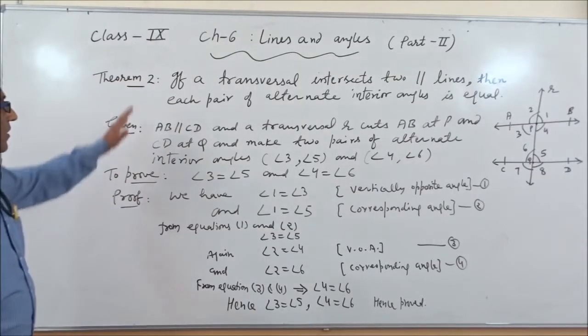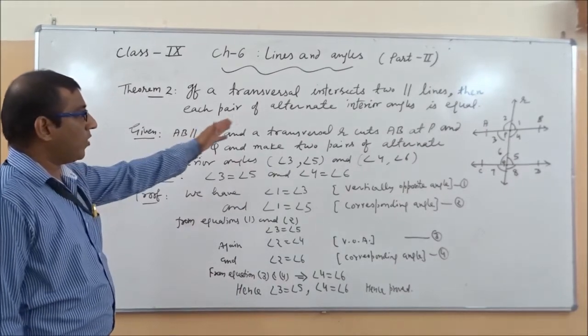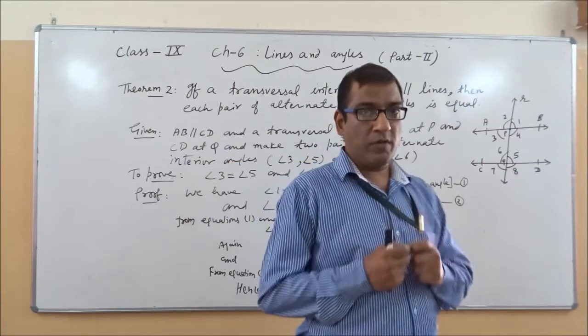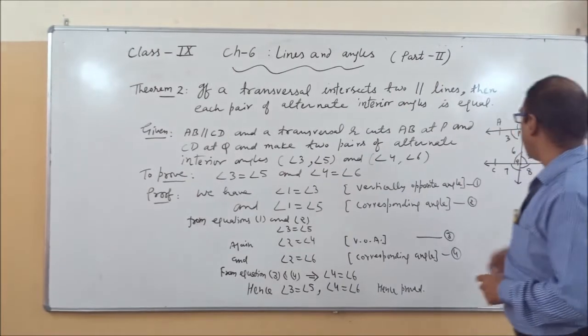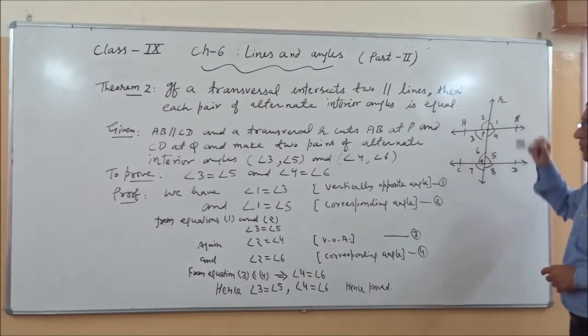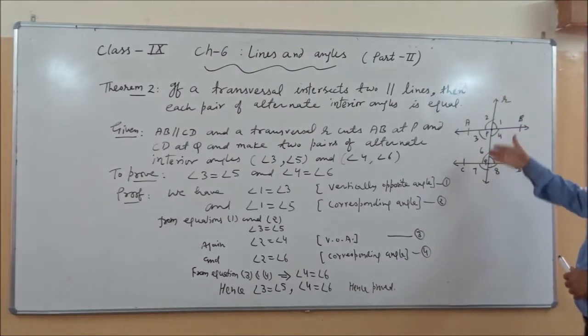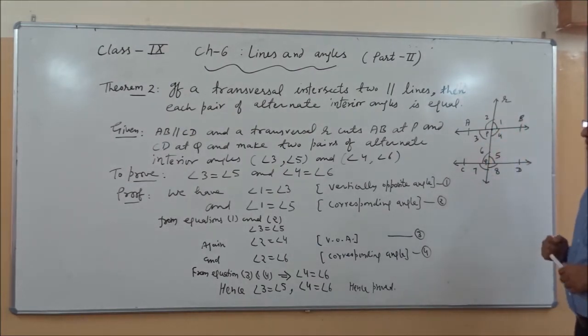The theorem is: if a transversal intersects two parallel lines, then each pair of alternate interior angles is equal. So how can we say it is possible? With the help of this theorem, I will explain to you. If you see this diagram, AB and CD are both parallel lines and there is one transversal line. It is represented by small r, and this transversal line intersects these two parallel lines at points P and Q.